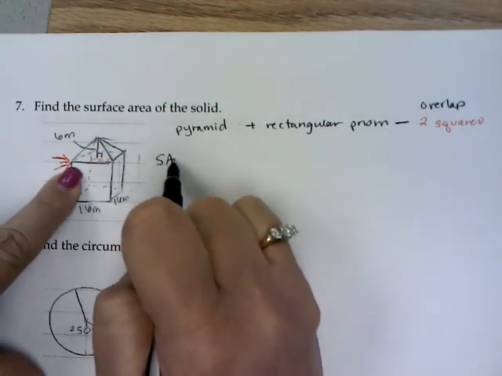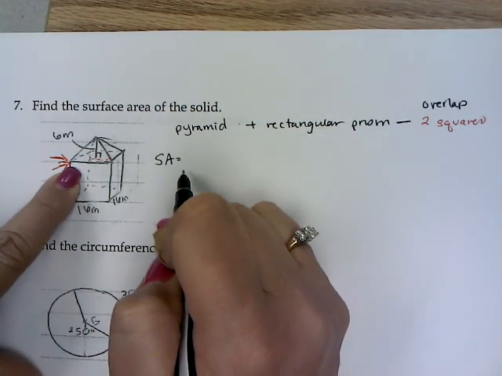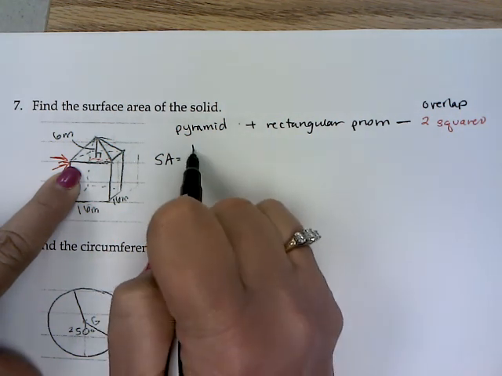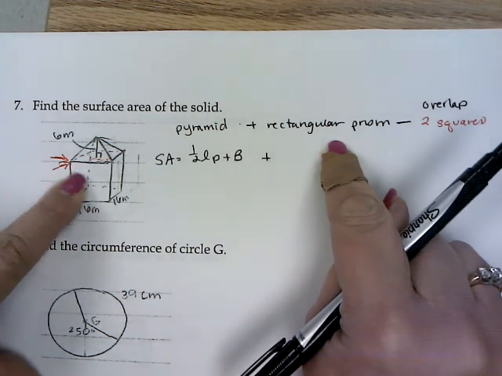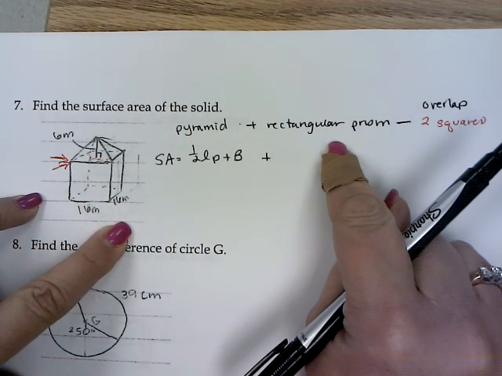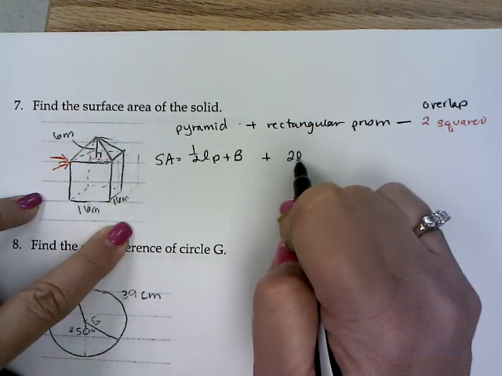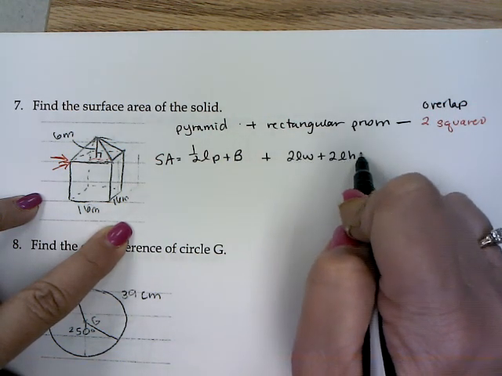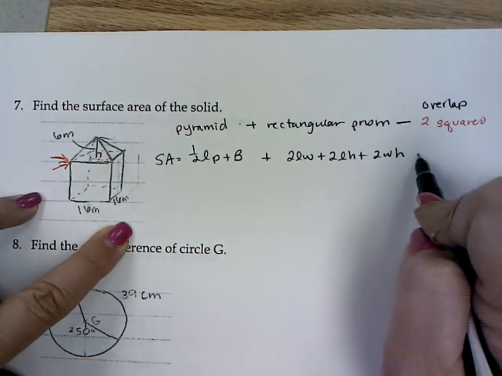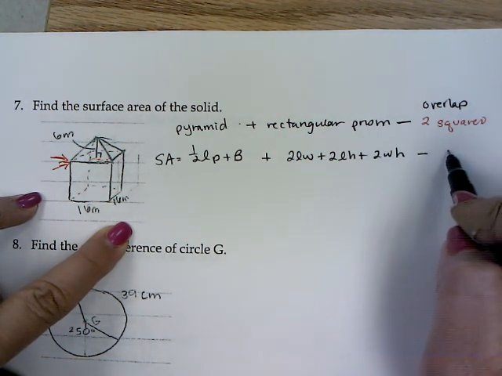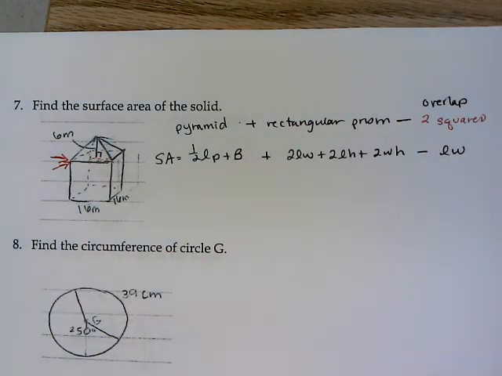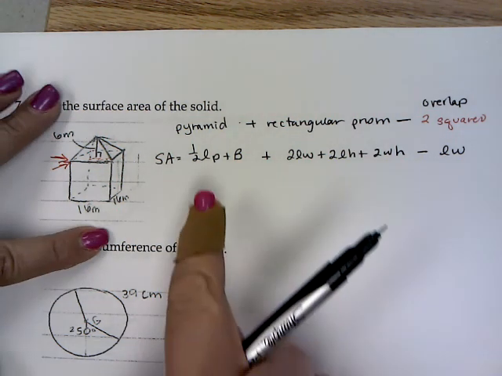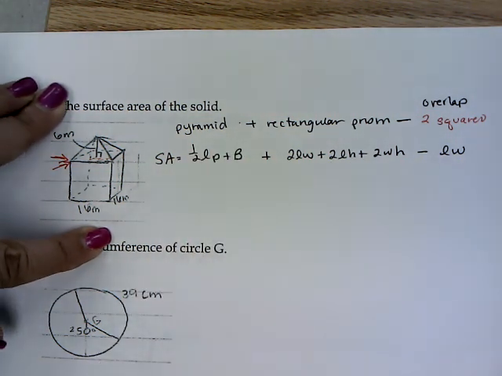So now, the surface area of my pyramid says 1/2 LP plus B. The rectangular prism is going to be 2 length width plus 2 length height plus 2 width height minus 2 squares, and my 2 squares are just going to be length times width. They're a plane figure. So they're just a length times a width or a base times a height, or it could be side squared.